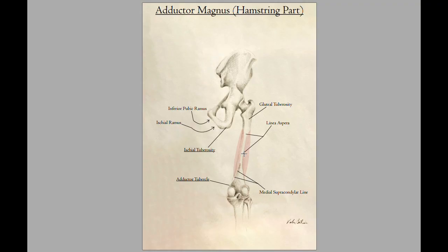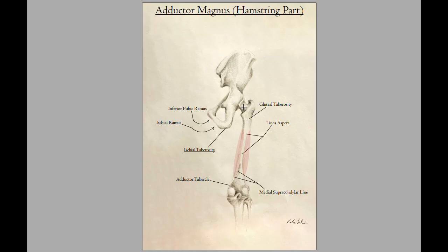So this linea aspera is going to split itself into a medial supracondylar line and a lateral supracondylar line, okay? So it's going to attach to this medial supracondylar line, and then in addition to that, it's going to attach to a small part right here that is like a small bump that you would feel on a femur, sitting directly superior to that medial condyle, and we call this the adductor tubercle, because it's a tubercle that serves as an attachment site specifically for the adductor magnus, okay.